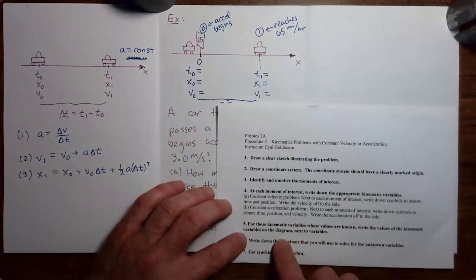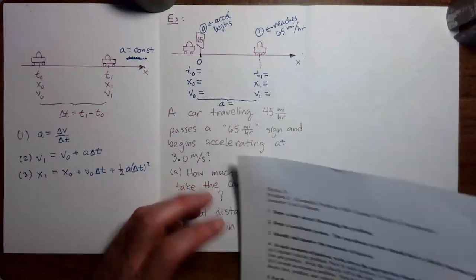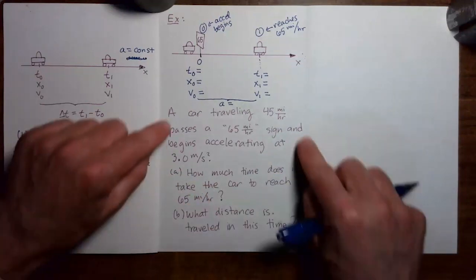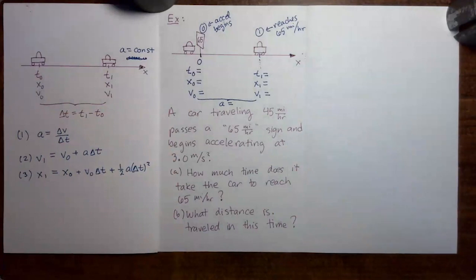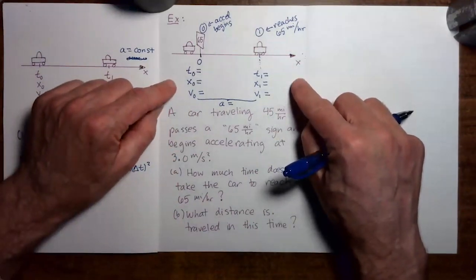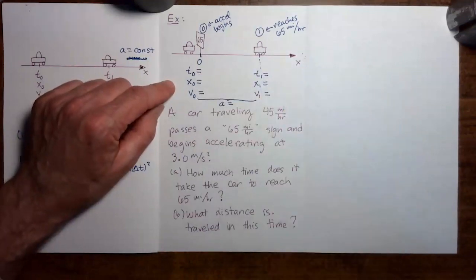Step 5, for those kinematic variables whose values are known, write the values of the kinematic variables on the diagram next to the variables. So here, I would invite you to pause the video, carefully read the problem again, and then for any of these quantities where the values are known, go ahead and fill those into the figure. Then you can rejoin the video.